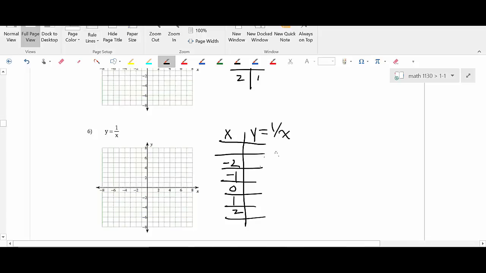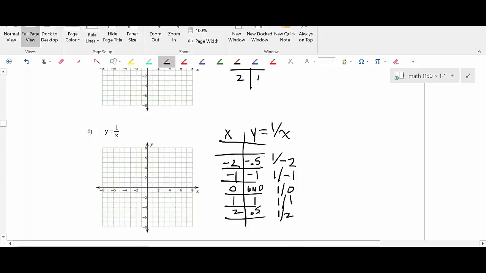So if you plug this in, you would have 1 over -2. That's really -1/2, so you can write that as -0.5 if you want to, okay? The next one is 1 over -1, so that's -1, okay? The next one's 1 over 0. What does that tell you? It's undefined, okay? You don't have a point there, because you can't divide by 0. Then the next one would be 1 over 1, so that's 1. Then you'd have 1 over 2, which would be 0.5 like that.